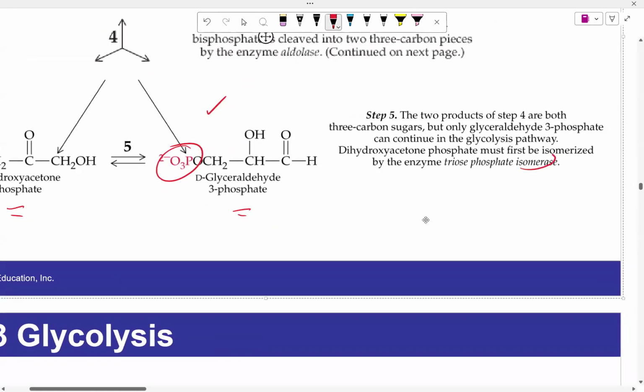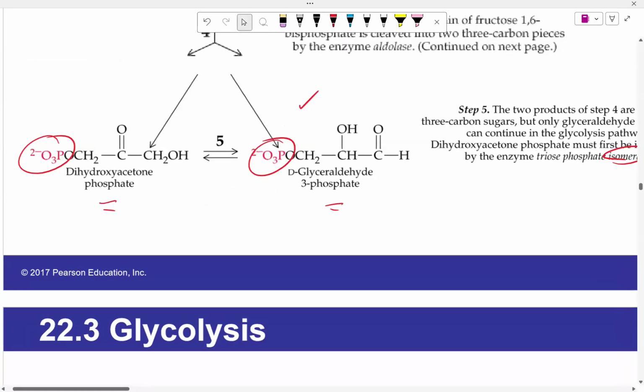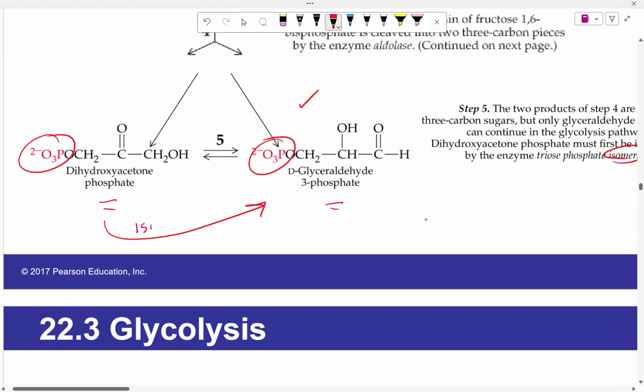Now, we're going to be using, remember the isomerase makes an isomer out of another substrate. So what we're going to do is we're going to use an isomerase to convert, so this would be a dihydroxyacetone isomerase, converts it over to the glyceraldehyde.